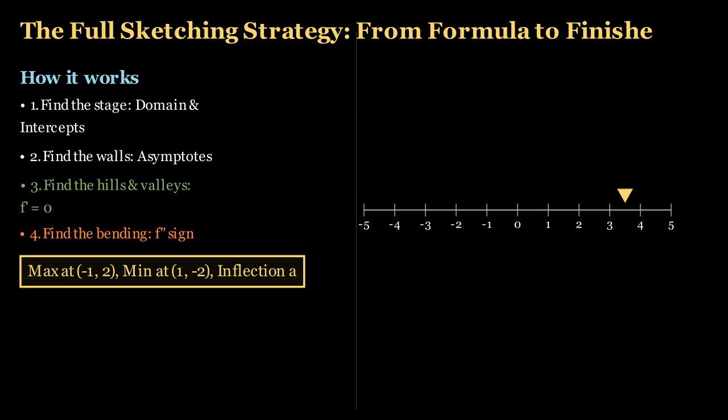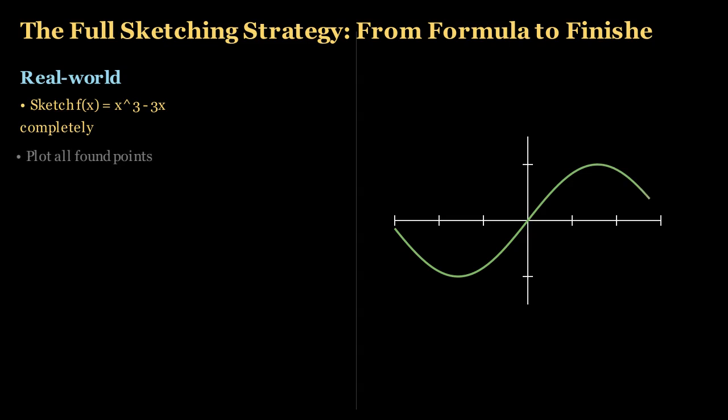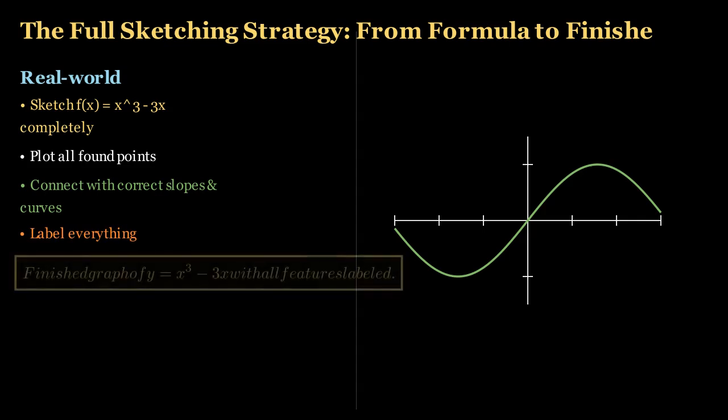Now we connect the dots, but not with straight lines, we use the slope and curvature information. Coming in from the far left, the function is increasing and concave down, so it rises and bends like an arch. It hits our maximum at negative 1, 2, then must decrease. It's still concave down until the origin, so it falls, bending like a frown. At the origin, the curvature switches to concave up, like a cup, while the function continues decreasing to the minimum at 1, negative 2. After that, it increases, now concave up, soaring off to the right.